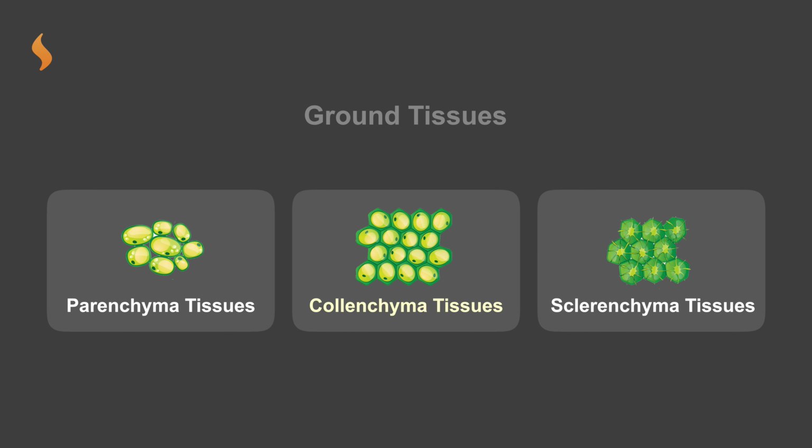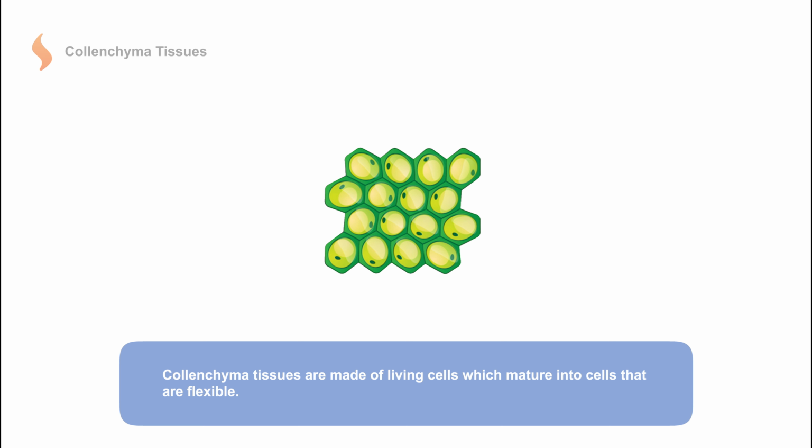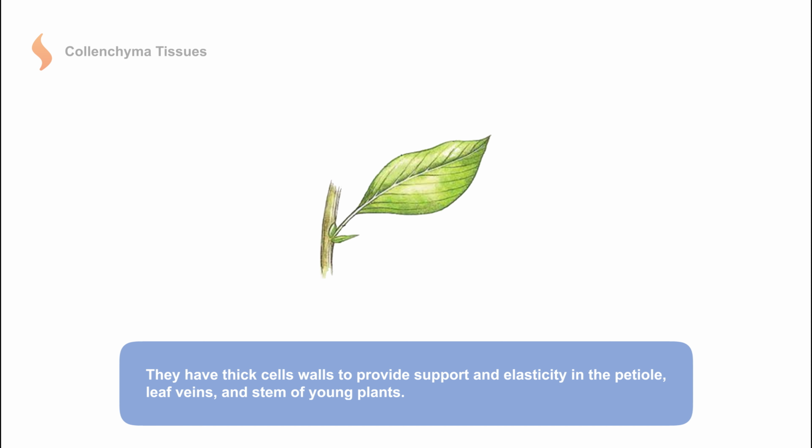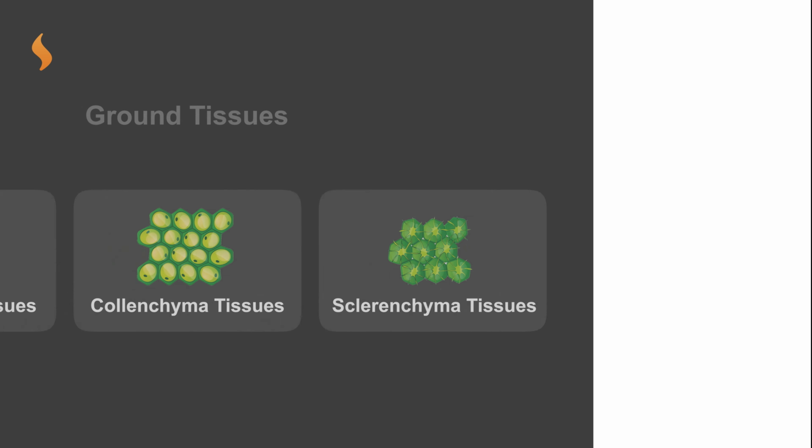Second, we will look into collenchyma tissues. Collenchyma tissues are made of living cells which mature into cells that are flexible. They have thick cell walls to provide support and elasticity in the petiole, leaf veins, and stem of young plants.